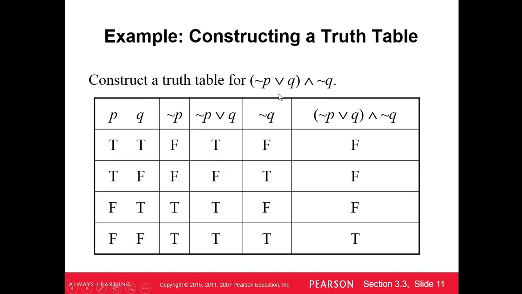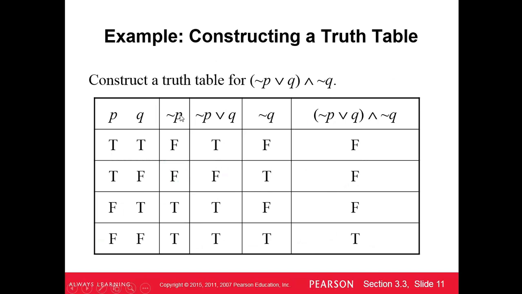Here's a more involved table. Again, we would start off with P and Q. True, true, false, false, true, false, true, false. Always the easy part. And then we're going to need to have a negation of P inside our parentheses. So we start off by doing a not P column. False, false, true, true. Remember, it's the opposite of whatever P is.